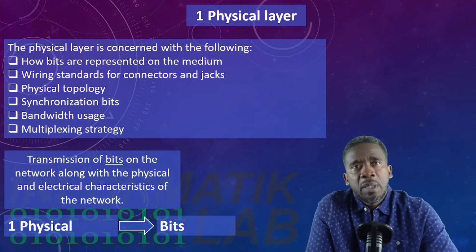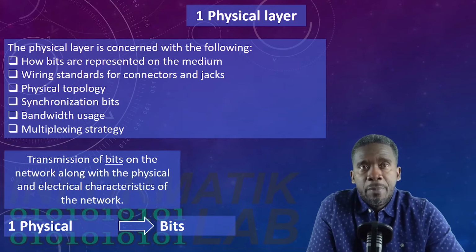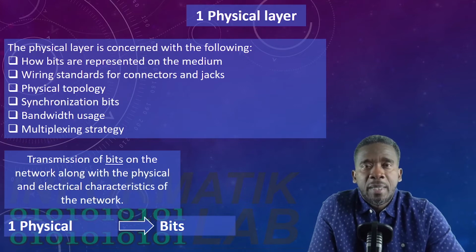The physical layer is concerned with the following: how bits are represented on the medium, wiring standards for connectors and jacks, physical topology, synchronization bits, bandwidth usage, multiplexing strategy, and also the transmission of bits on the network, along with the physical and electrical characteristics of the network. So when you see physical layer, think about bits.